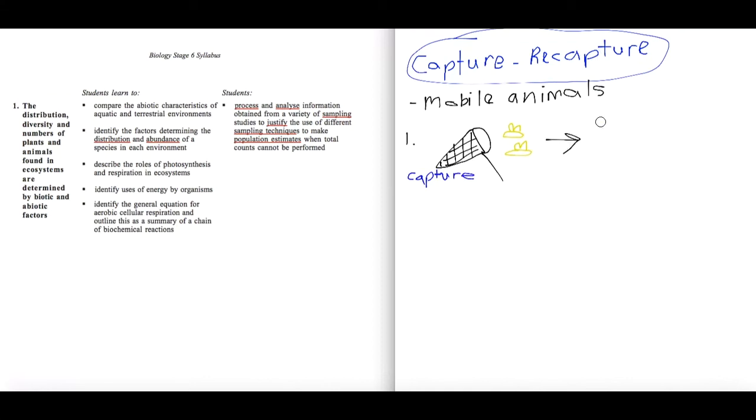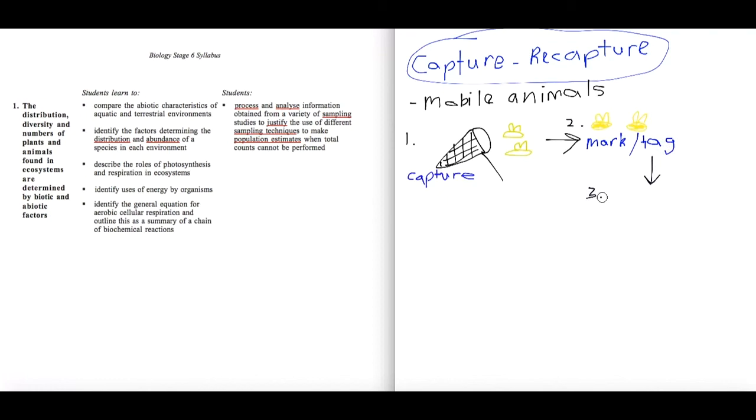Okay, the second step would be to mark or to tag those captured organisms. So we would mark and tag the bees that we've caught. So I'll colour in these bees to represent that we've marked them or tagged them.